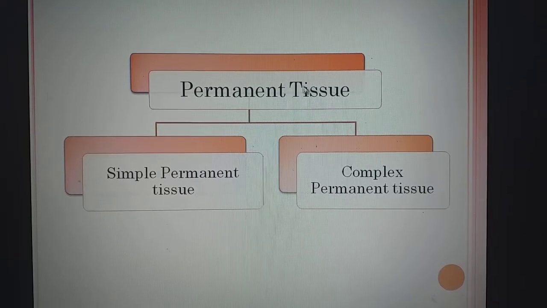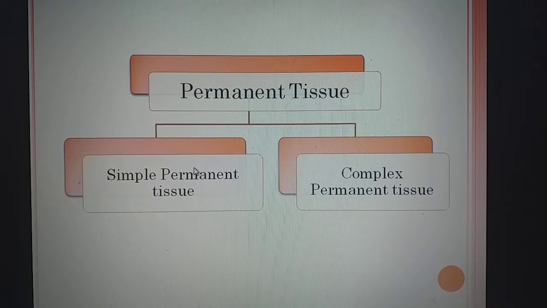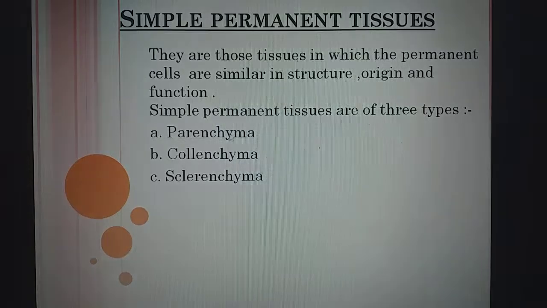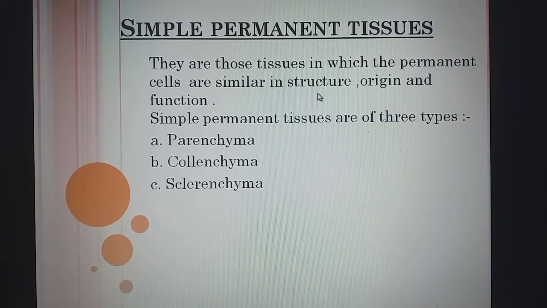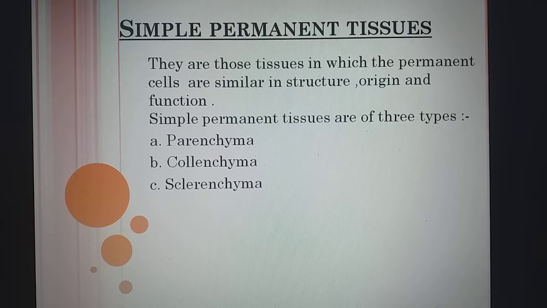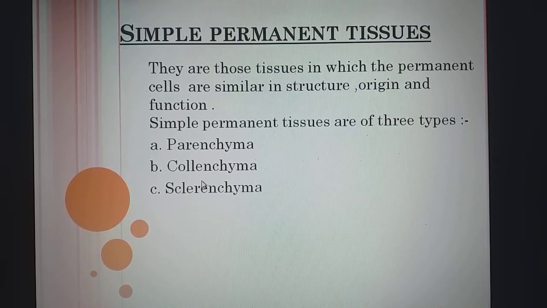Permanent tissue is of two types: simple permanent tissue and complex permanent tissue. Simple permanent tissue we have already done. Simple permanent tissue means the tissues which are made up of similar cells, similar in structure, origin and function. It is of three types: parenchyma, collenchyma and sclerenchyma.